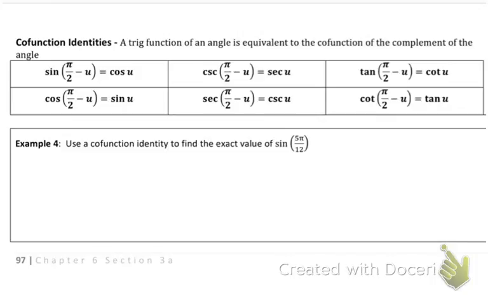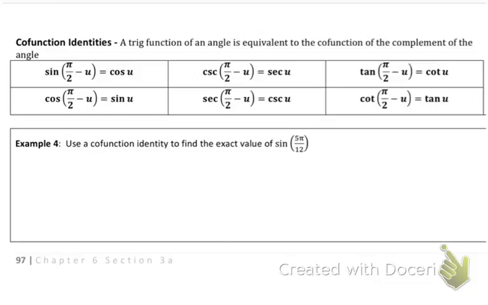That means if I have sine of pi over 2 minus some number, it's the exact same thing as if I just take the cosine of that number. And all of these are true. We're not going to go through each one. But I think it's a lot easier if you can kind of see an example of it.